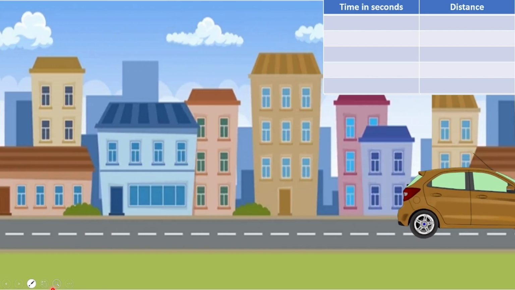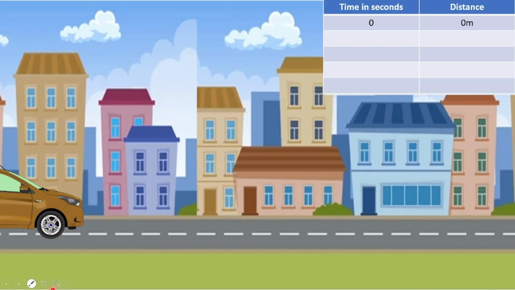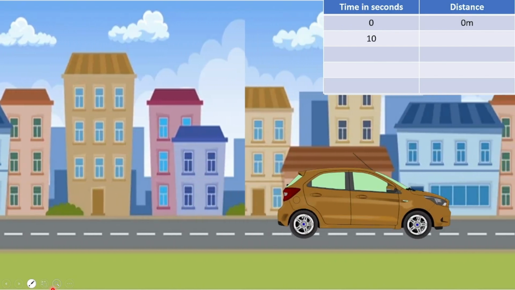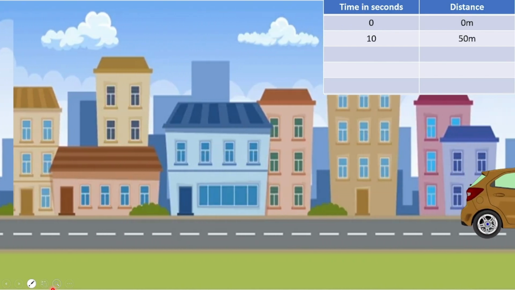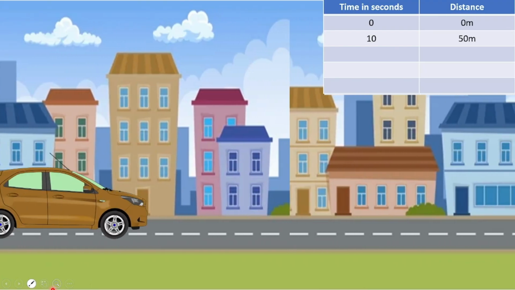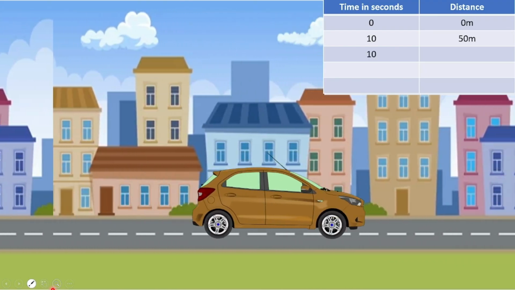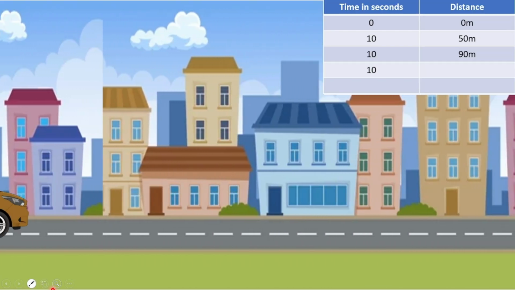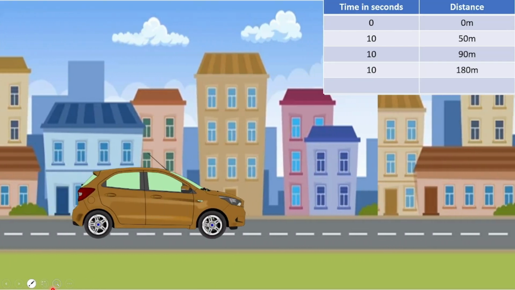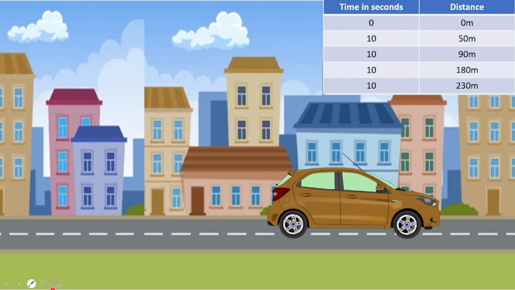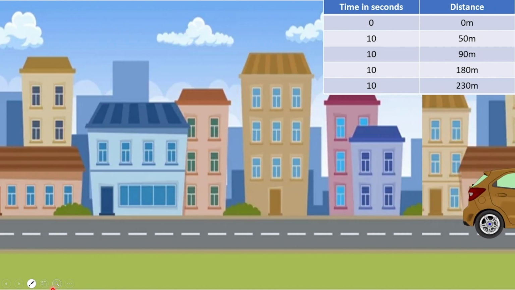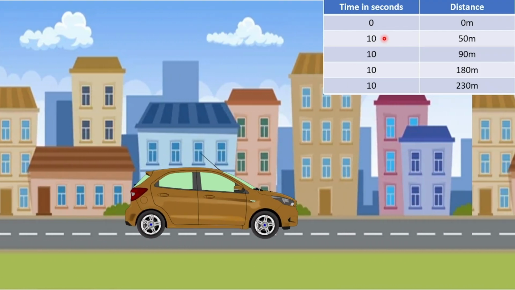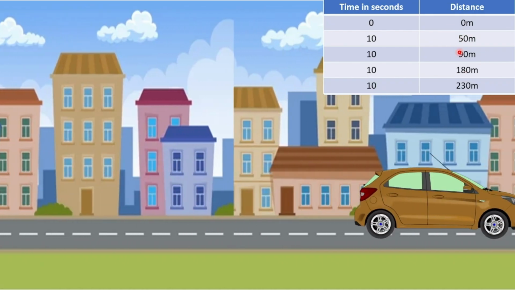If we observe the time and distance, at the starting time the car is at 0 meters, and after 10 seconds the car has traveled 50 meters. After the next 10 seconds it traveled 90 meters. In the next 10 seconds it traveled 180 meters. In the next 10 seconds it traveled 230 meters. It means the equal distances are not covered by the car.